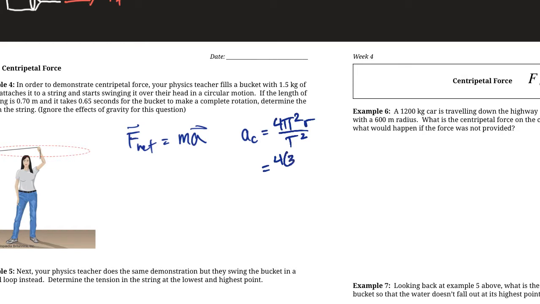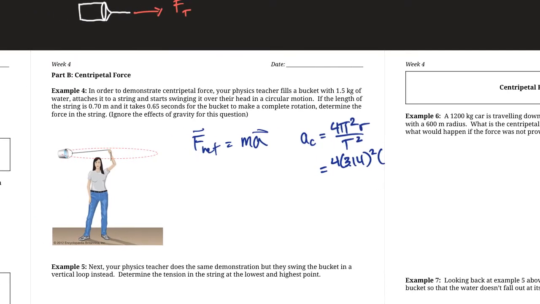So we know 4 times 3.14 squared times the radius. The length of the string is 0.7 meters. And that's going to be all over the period, 0.65 squared. Clearly, if we look at the units, it's going to come out to meters per second squared. So 4 times 3.14 squared times 0.7, divided by 0.65 squared. Oops, got to put the brackets in that. That comes out to 65.34 meters per second squared.